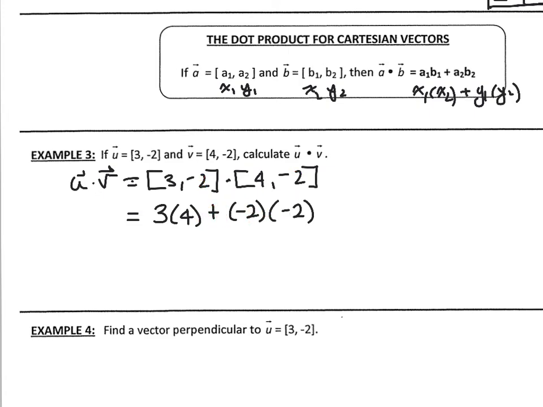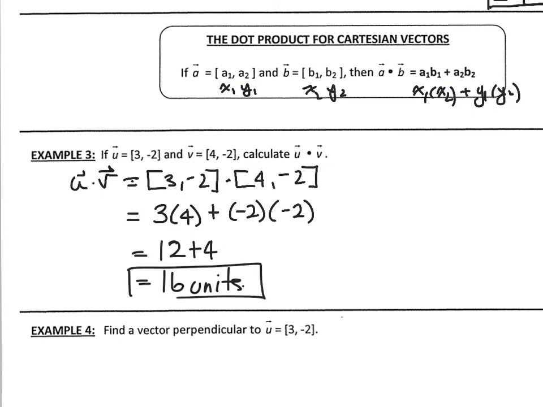Okay, so that'll give us the 12 plus the 4, which gives us 16, and units, whatever the units are in this case. Okay, but we're again getting a scalar out of the dot product. Okay, so that's example 3, and we'll move on to the next one.